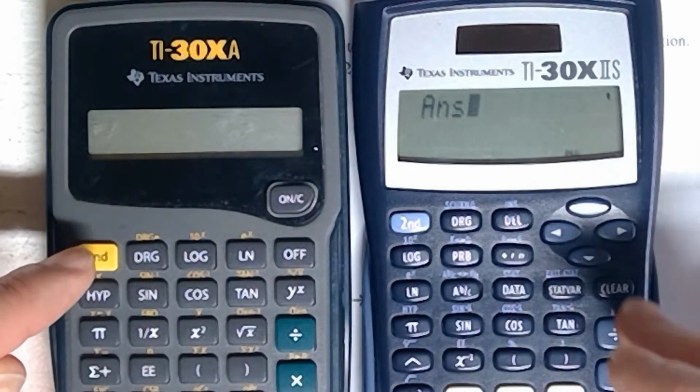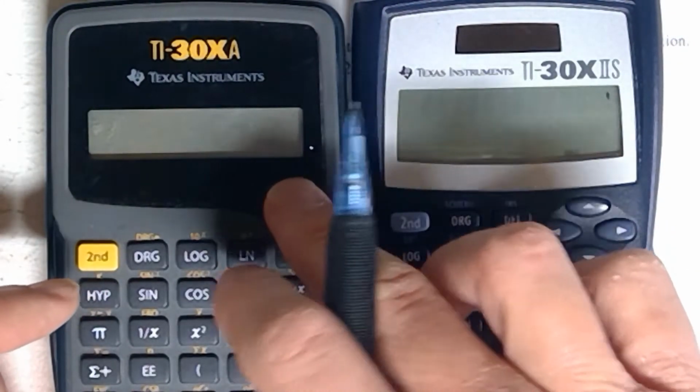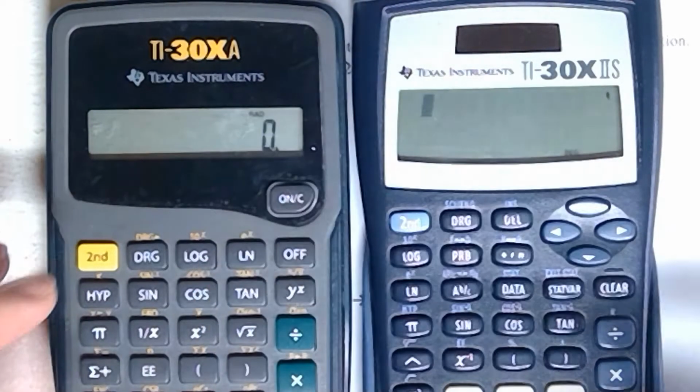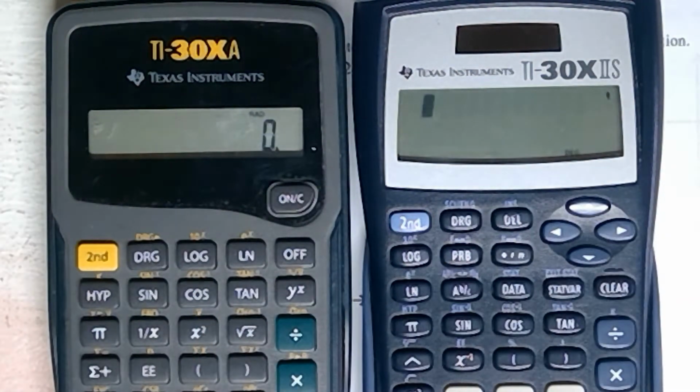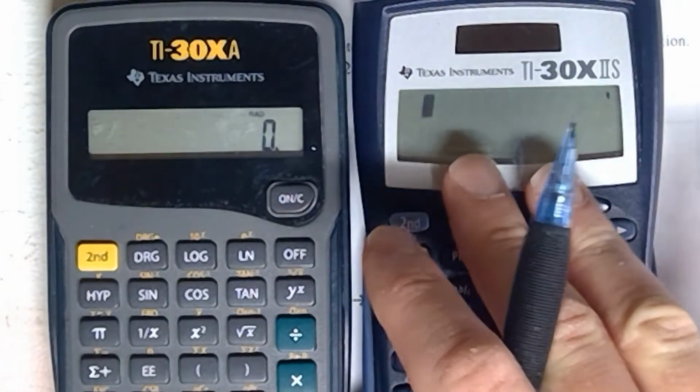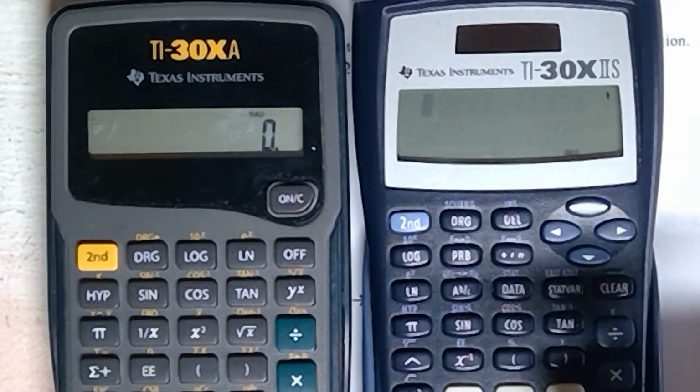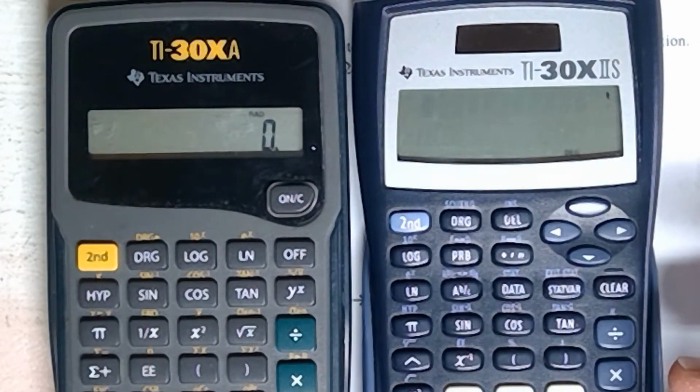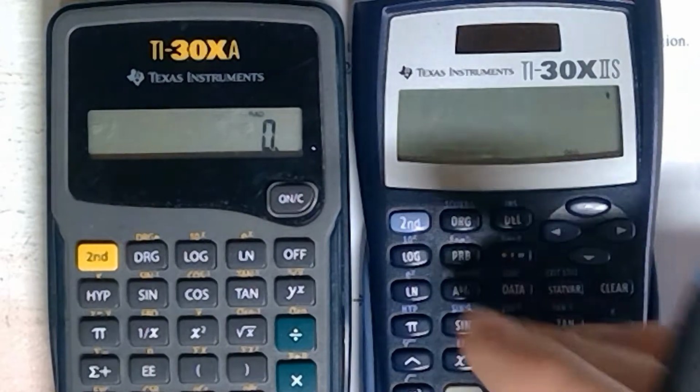Let me just get set up here, get this thing turned on. If you're trying to figure out the square root of something on this calculator here, what you do is you enter the radical button first. Let me find that. Here it is right here.